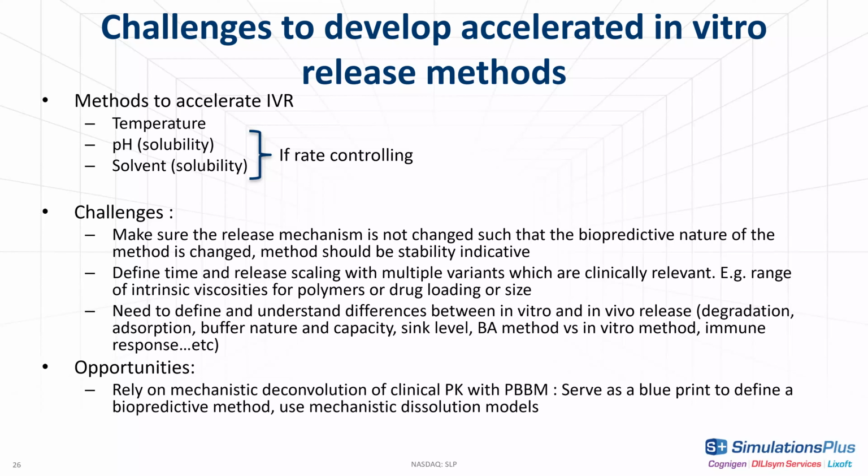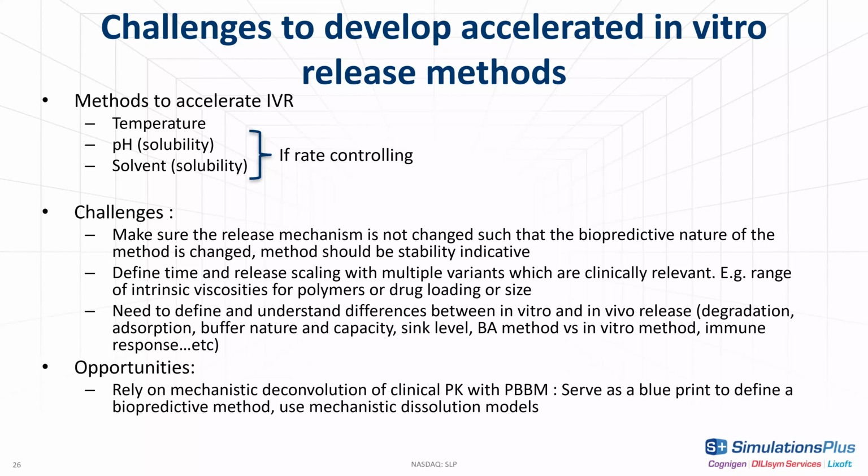So on the term quality, you could still look at batch-to-batch variation, but what is the impact in vivo, and can we ensure our patients will get the right treatment? This is the key thing behind not moving too far away from the biopredictive nature of the method. Of course, you need to correlate both methods, as we discussed again this morning. So you can define time scaling and release scaling with multiple variants. And this is also useful when you want to engage in safe space evaluation.